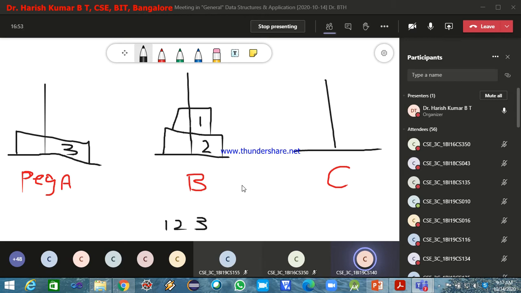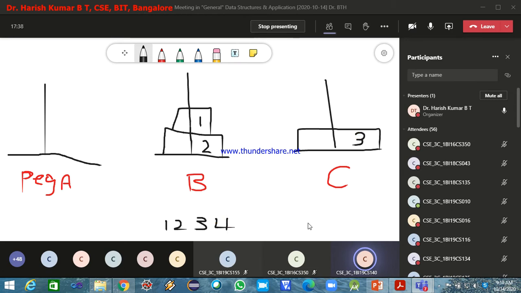Shift 3 to C. Okay, in the fourth move, see it says 3 is available. My intention was to transfer all the disks from A to C. Correct, right? A to C. Now this 3, what I'll do now, I'll erase from here and I'll shift it to C. So that is move number 4.